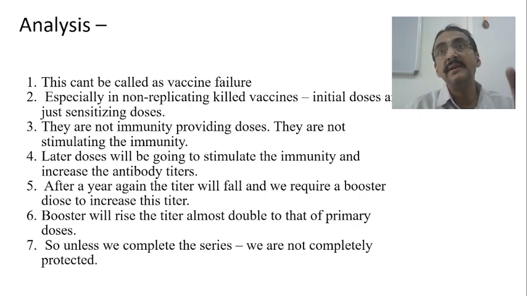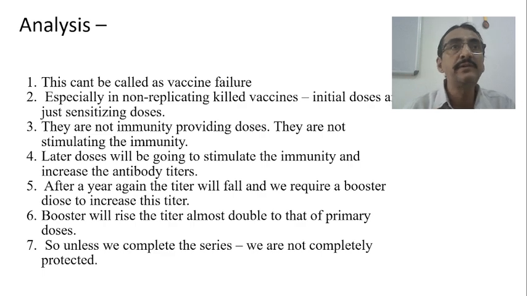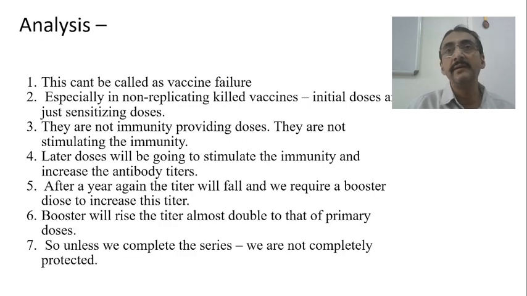Otherwise, just like what happened in this baby, unfortunately they gave the first dose and did not give the second and third doses. So what happened? The immunity was not completely developed. It was only sensitized, and that was not sufficient to develop the required immunity. Therefore the child suffered from diphtheria at the age of 3 years. The mistake was that they did not complete the full series. So in all non-replicating killed vaccines, the rule is that you have to complete all the primary doses and booster doses. Then only will your child be completely protected from this problem. This is a very important message regarding vaccination.